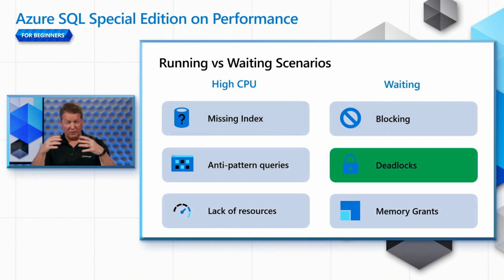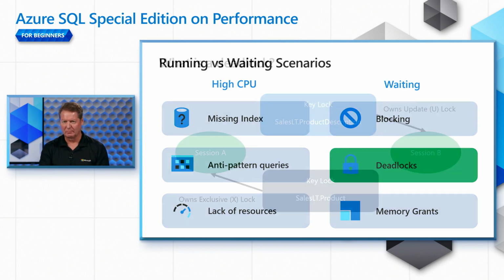And if you look at all the scenarios we've done, we've covered several. Last time we covered a waiting problem with blocking. This time we're going to look at a waiting problem due to deadlocks. We'll look at the signature of the problem, how to detect this, how to look at more information, and techniques and tips on how to resolve it.